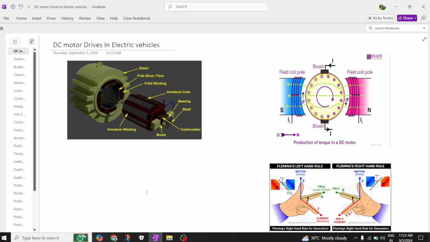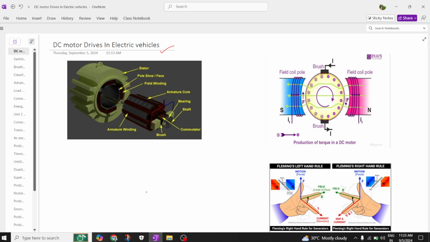Today we are going to discuss the need for DC motor drives in electric vehicle applications. Before going to this, let's try to recall how a DC motor works, what its components are, and how to apply Fleming's left hand rule to find the direction of the force experienced by a DC motor.